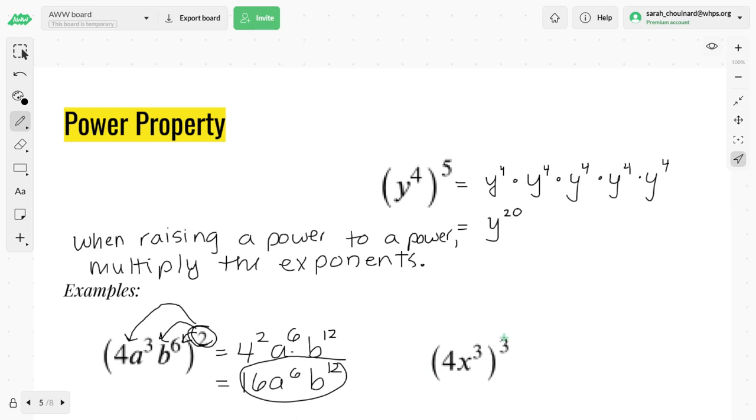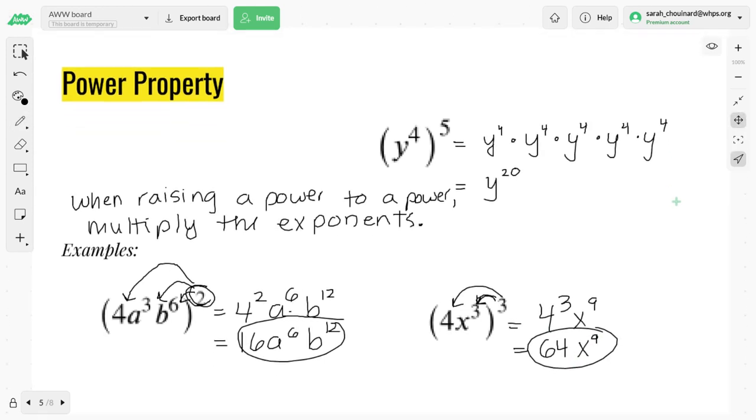For this next one, I have to give the power of 3 to the 4 and to the x cubed. So I get 4 cubed, and then 3 times 3 makes 9. And then again, having 4 to the third memorized as being 64 makes this problem a lot quicker. 64 x to the 9th.